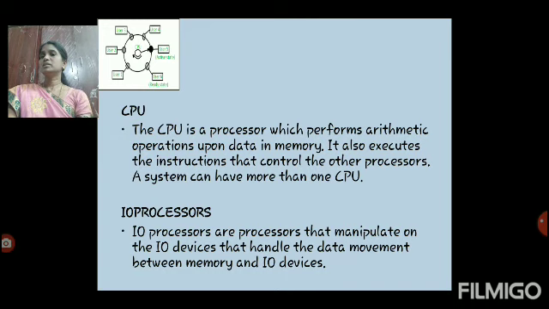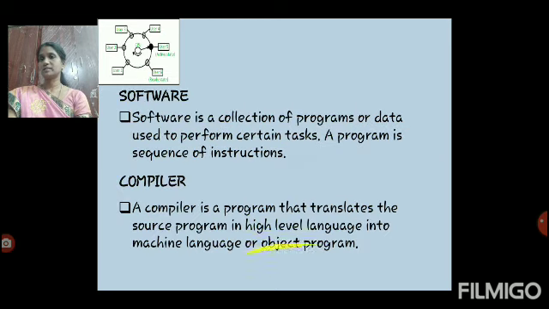Now it is the CPU. CPU is the processor, and that is the main part of the computer. We can say it is the heart of the computer. So CPU is a processor which performs arithmetic operations upon data in memory. By getting data in memory, the CPU performs the arithmetic operations. It also executes the instructions that control the other processors. A system can have more than one CPU, right? Then we see I/O processors. I/O processors are the processors that manipulate the I/O devices that in turn handle the data movement between the memory and the I/O devices, right?